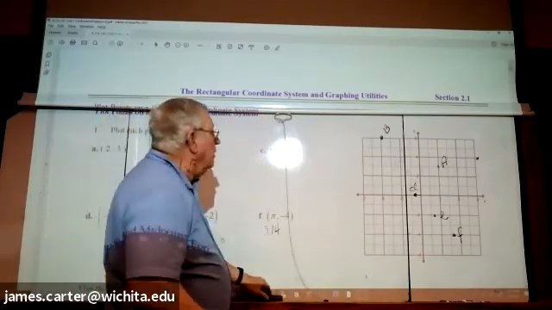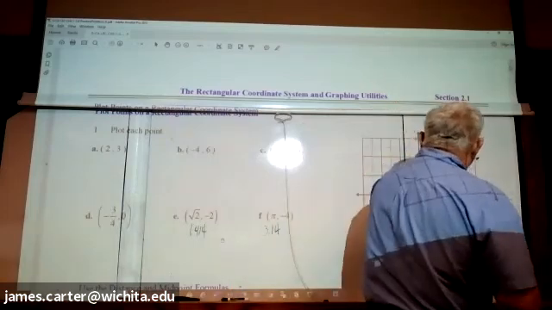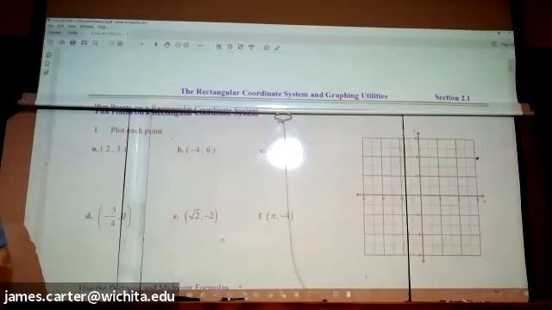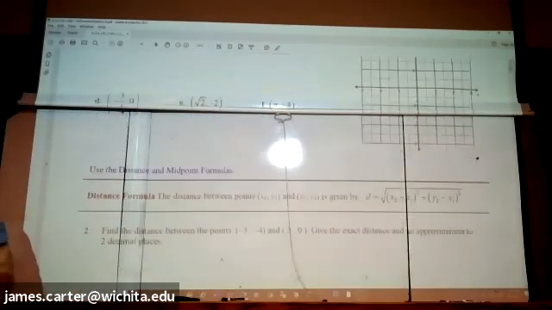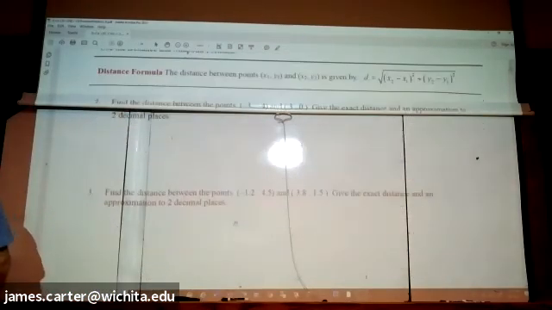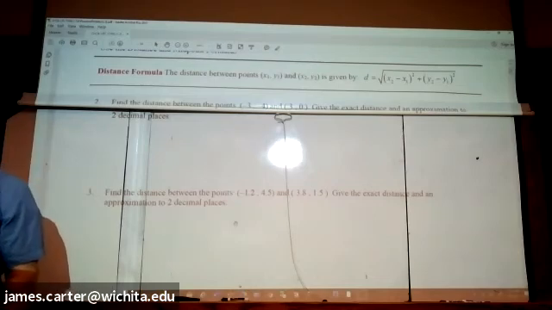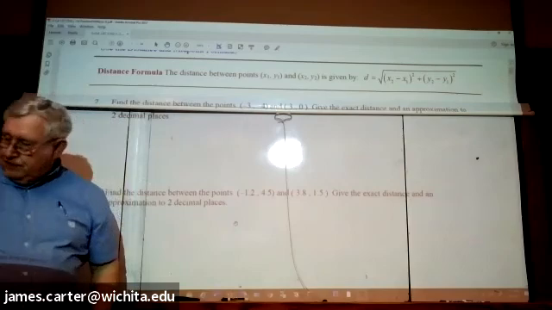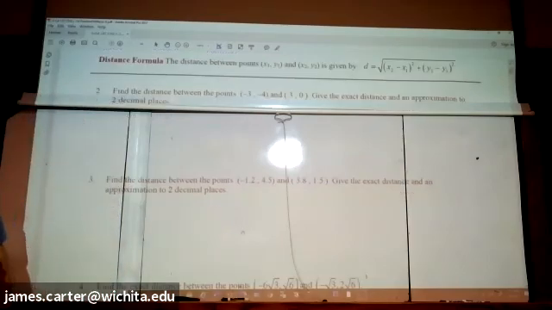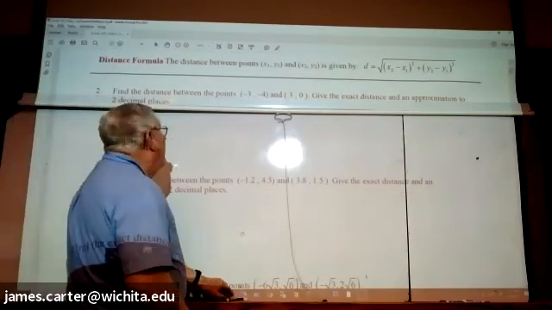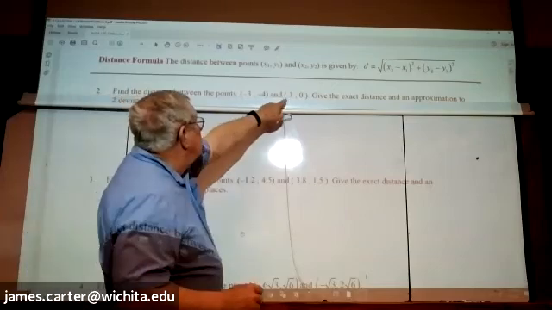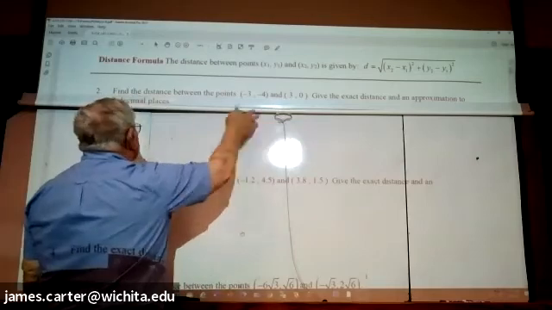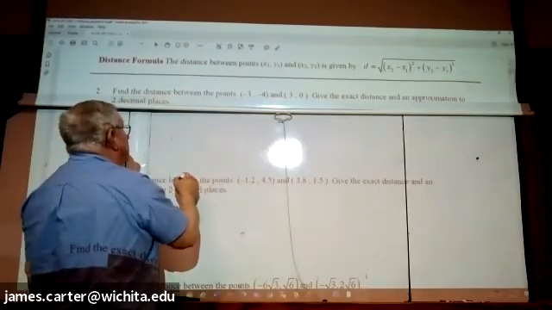We've got to move down a little bit. Let me erase this. This is all on a PDF, not a PowerPoint. Then we have some distance formula problems. I'm going to work one of these. I'll work this first one. Move it up just a little bit. Okay, I've got these 2 points. Tell me the distance between them. It says round off if it doesn't come exact.